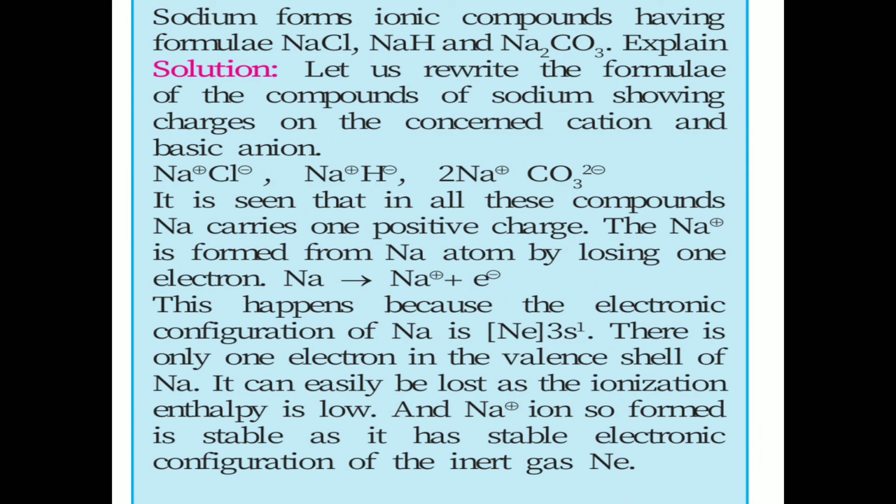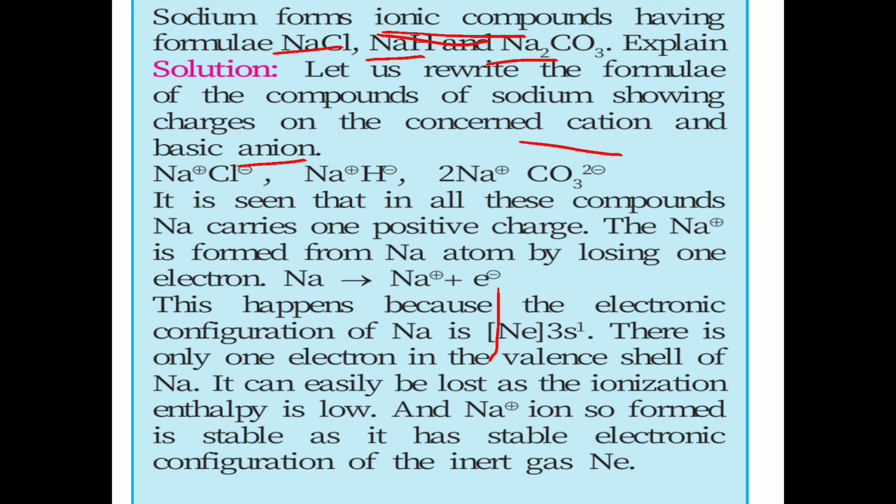Then we have to study some problems related to the trends in the various physical properties of group 1 and group 2. Now sodium, that is Na, forms ionic compounds having the formulas NaCl, NaH and Na2CO3. Ionic compounds are formed by the formation of ions, that is cations and anions, positively charged and negatively charged particles. Let us first see how these compounds are formed. An ionic compound is formed by the combination of a positively charged cation and a negatively charged anion.